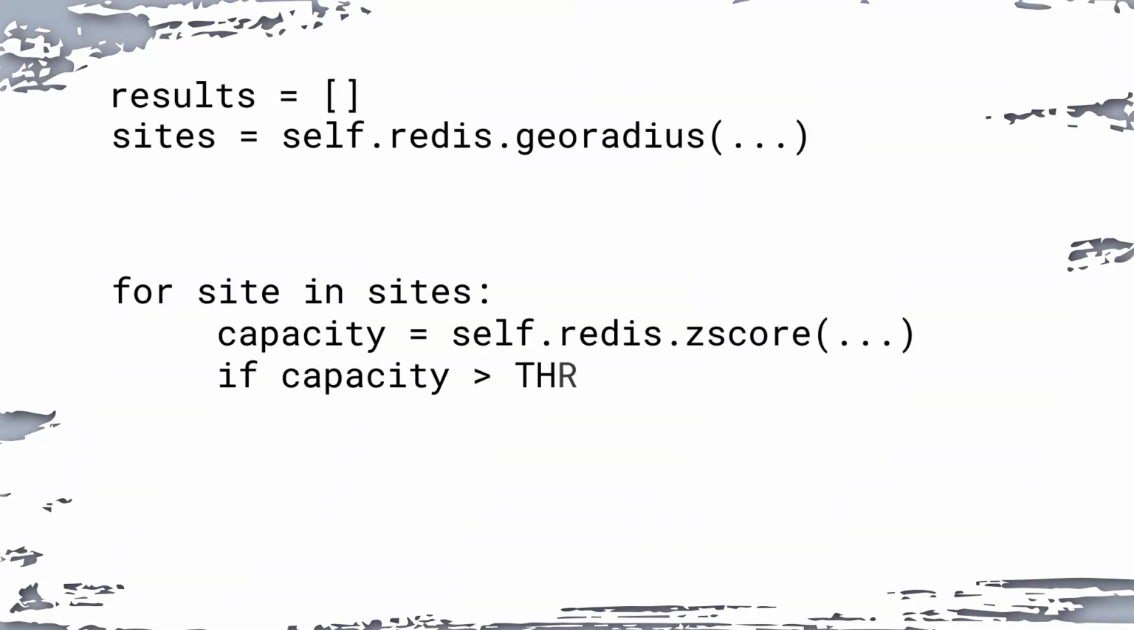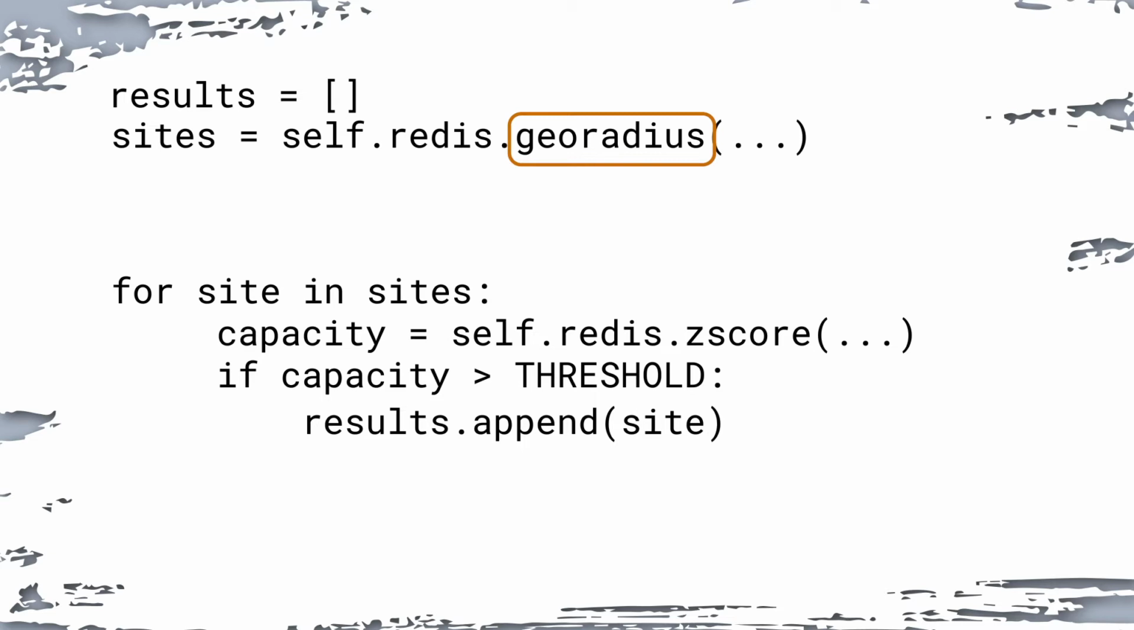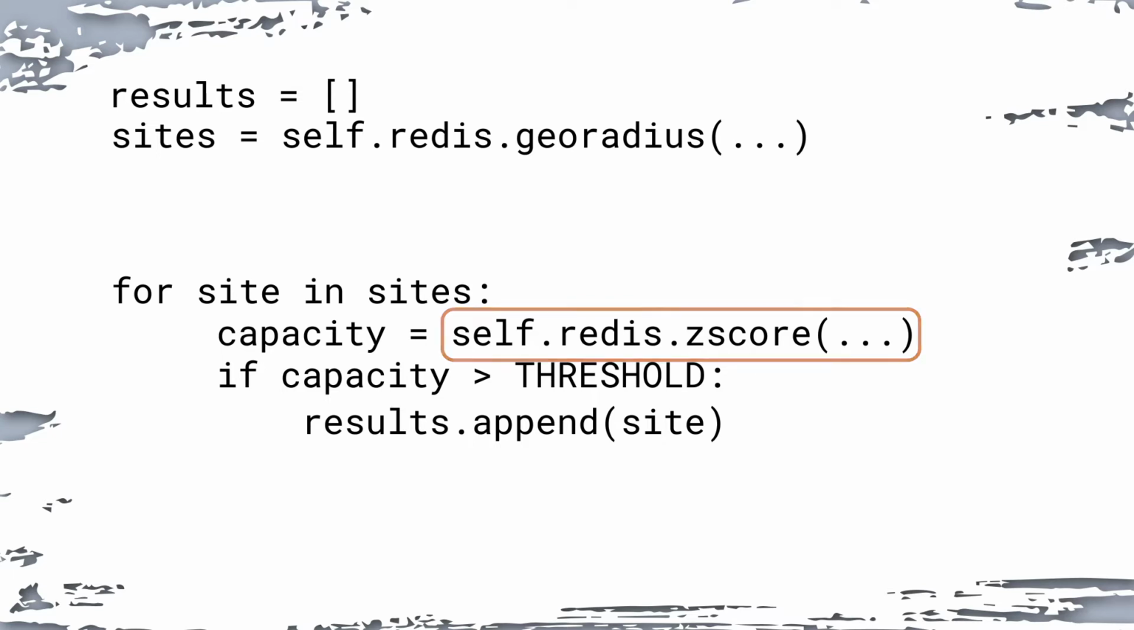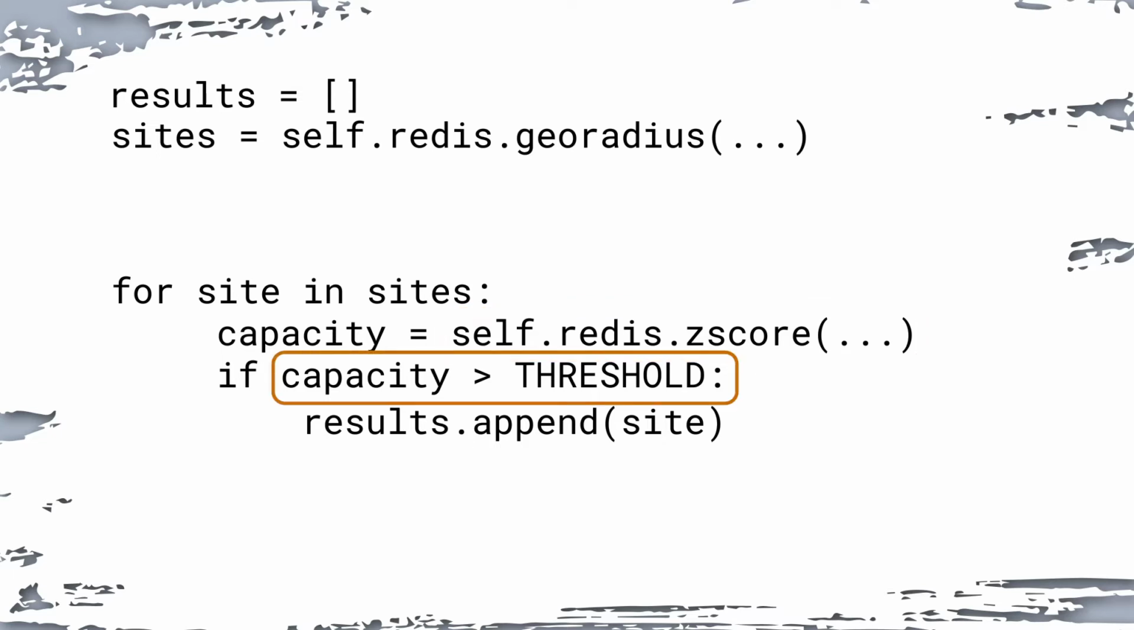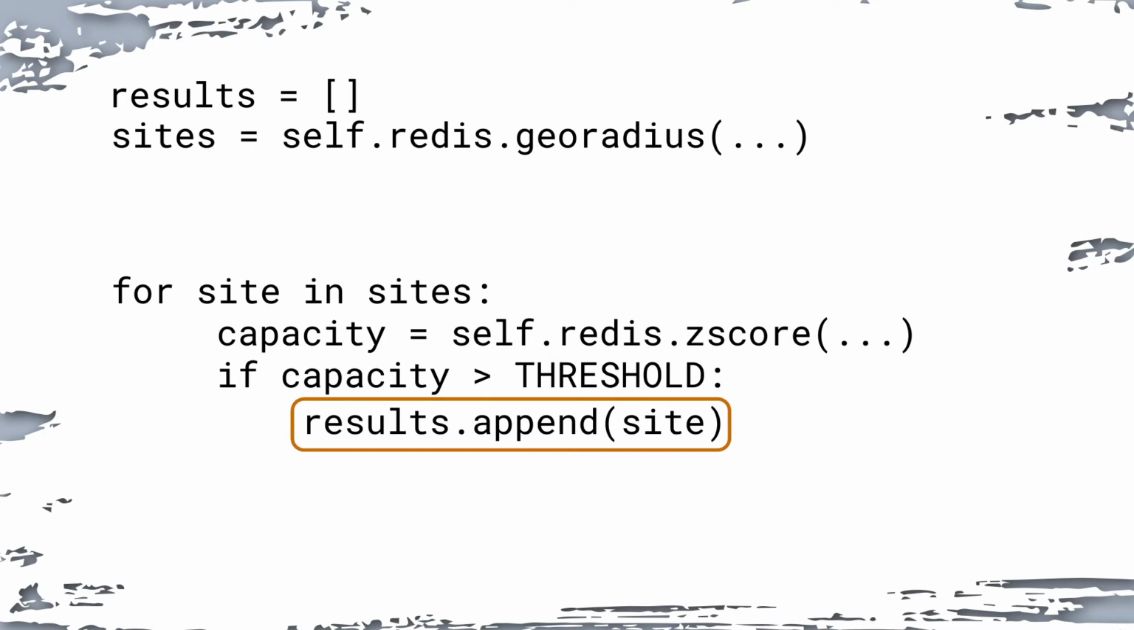First, we'll perform our query using the georadius command. This will get us a set of 0 or more site IDs. We'll iterate over these IDs, checking the score for each site ID against the capacity sorted set using the zscore command. If the capacity is greater than our chosen threshold, we'll add the site to the query result. In essence, we're joining a GeoQuery with a sorted set query.